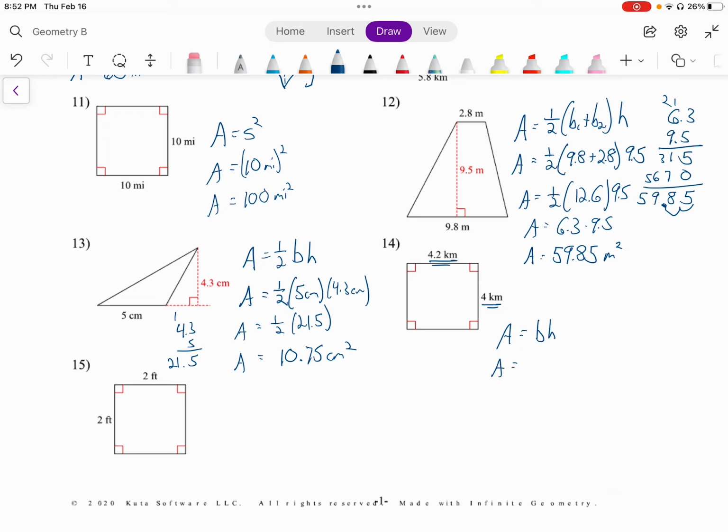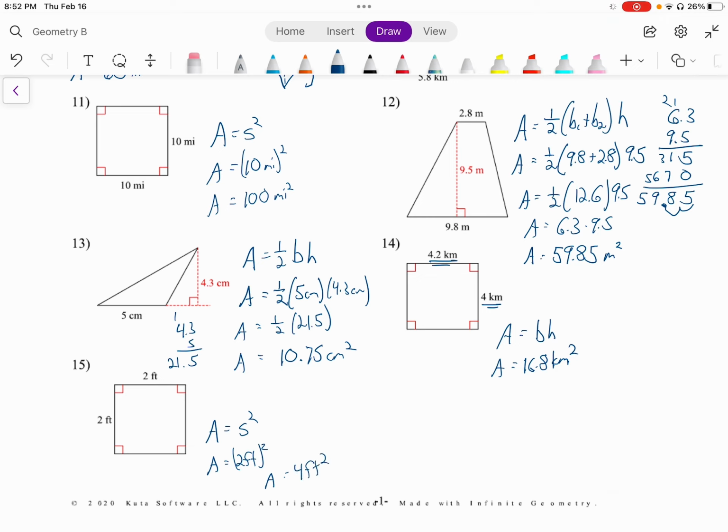So 4 times 4.2 is 16.8, and that is kilometers squared. Number 15 is a square. We know that's the side length squared. So we do 2 feet squared. Well, it's 2 feet times 2 feet, which is 4 feet squared.